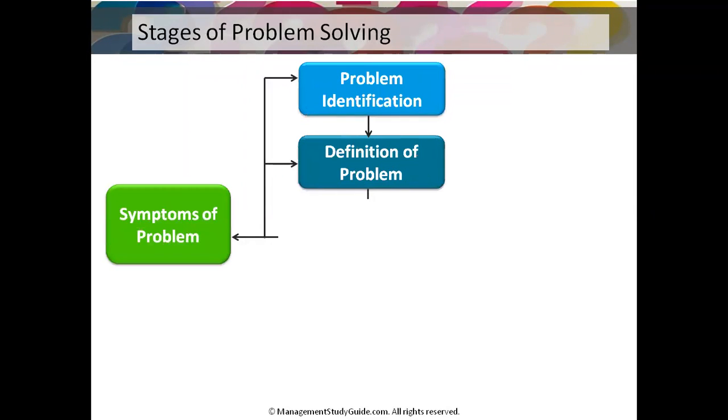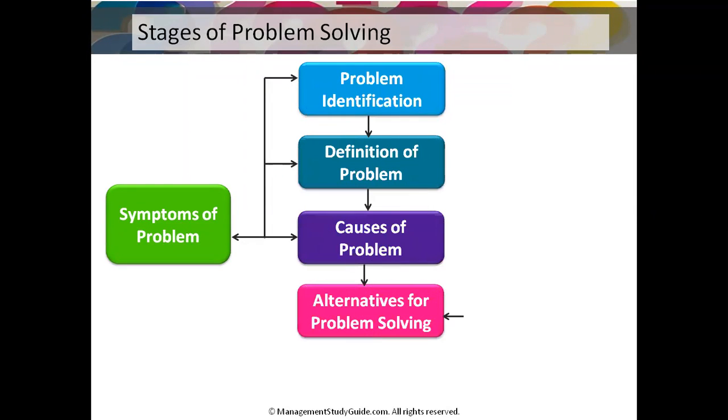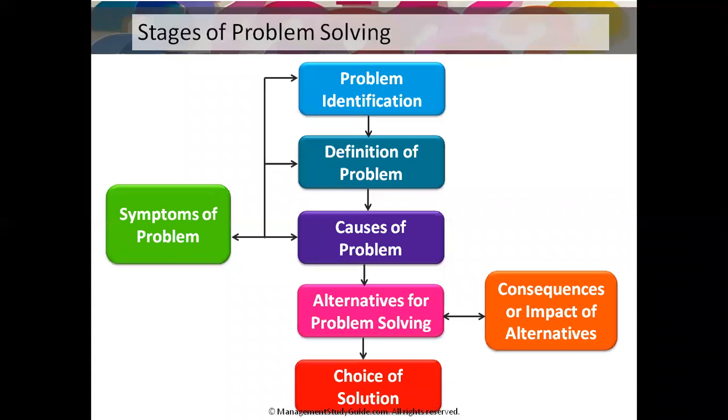Stages of problem solving: we'll have symptoms of the problem. Then from there, we'll move to problem identification. Then we'll go to definition of the problem. We'll go to finding out the causes of the problem. Then we'll find alternatives for solving the problem. And in the alternatives, we should look at the consequences and impact of each of these alternatives. And then we'll look at the choice of solution.